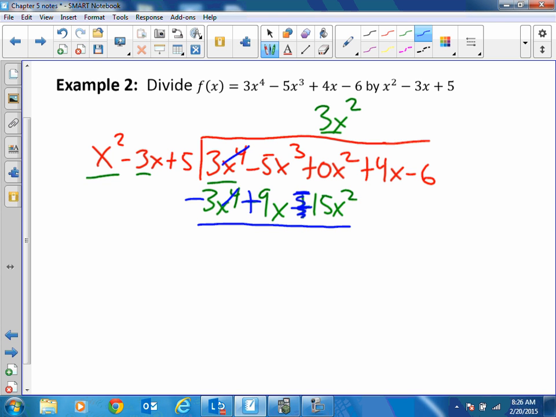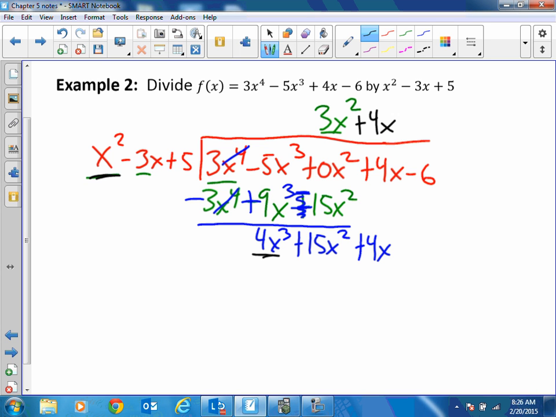Those should always cancel out. Negative 5x cubed plus 9x, sorry, that should be 9x cubed, is 4x cubed. 0x squared plus 15x squared is 15x squared. And then you bring down your 4x. So next one you ask is, how many times does our leading term, which is x squared, go into 4x cubed? And that would be 4x cubed divided by x squared, which is 4x. So we're going to put 4x right here.